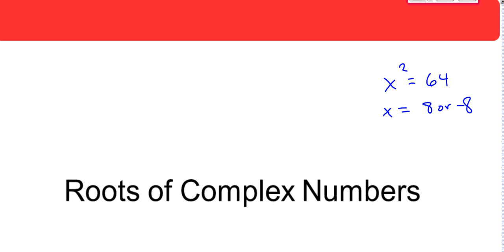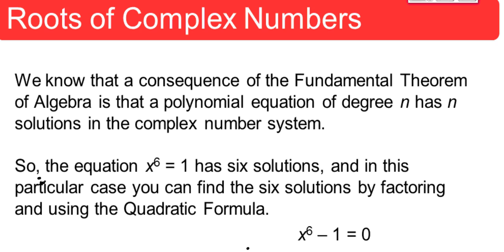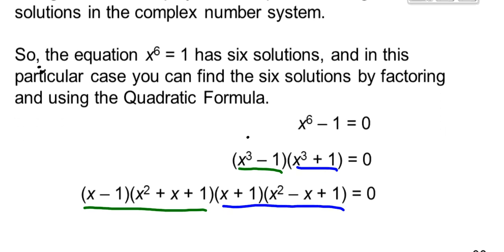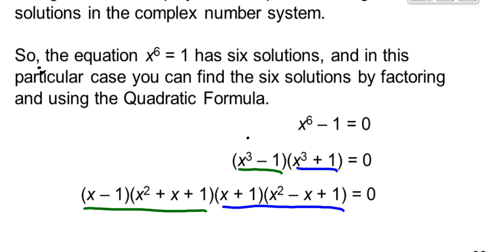But what we maybe don't know from our work so far is, suppose I have x to the 6 equals 1. We know from the fundamental theorem of algebra that a polynomial equation of degree n has n solutions in the complex number system. So x to the 6 equals 1 actually has 6 solutions. That's maybe a little unusual seeming to us as we look at it.